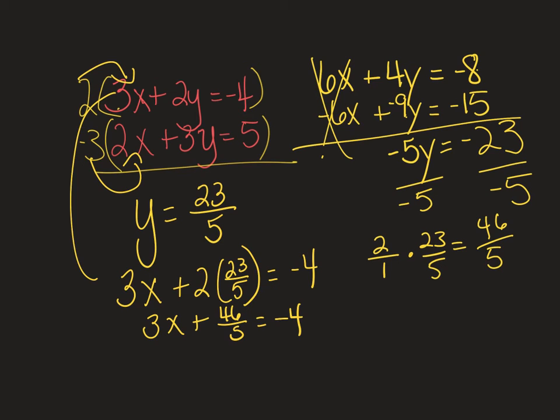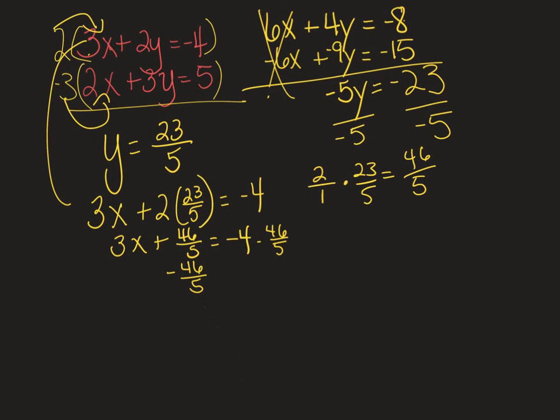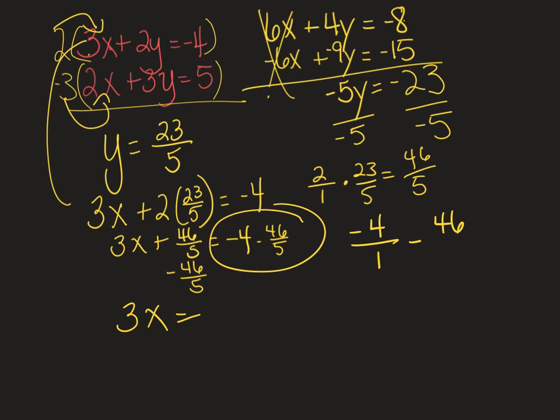Now I'm going to bring this over through its inverse operation. So I'm just going to subtract 46 over 5 and subtract 46 over 5. Now, I'm going to go ahead and bring down my 3x, and I'm going to solve, and we'll work this out over here. And when I do that, I have to have a common denominator, because when you're adding and subtracting fractions, you always have to have a common denominator. So you got negative 4 over 1 minus 46 over 5. So I'm going to multiply this equation by 5 to get a common denominator, which is 20. So now I have a negative 20 plus a negative 46, which equals a negative 66 over 5.